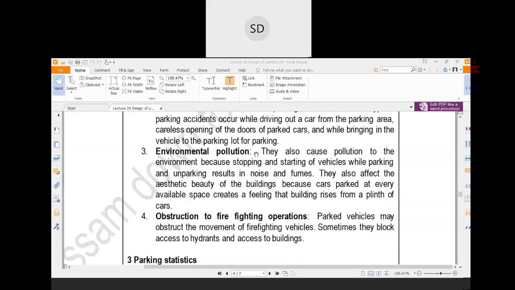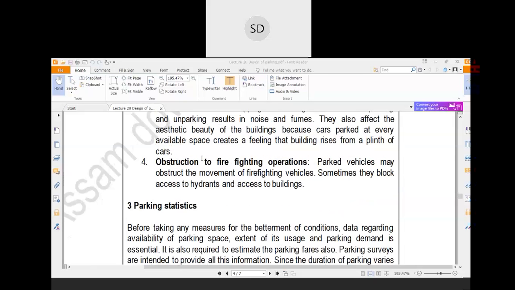Then environmental pollution. They also cause pollution to the environment because stopping and starting of the vehicles while parking and unparking results in noise and some fumes. And they also consume some fuel in the process, therefore increasing the risk of environmental pollution. Then obstruction to firefighting operations. The parked vehicles may obstruct the movement of firefighting vehicles if they are parked in unauthorized locations or the locations where they need not park.